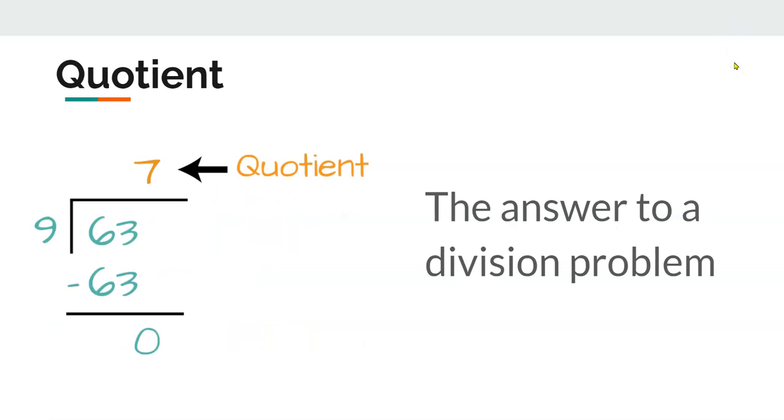Oh, and one more, quotient. Quotient is related to division, and it is actually the answer to a division problem. So whenever we see quotient, that means it is the answer to a division problem.